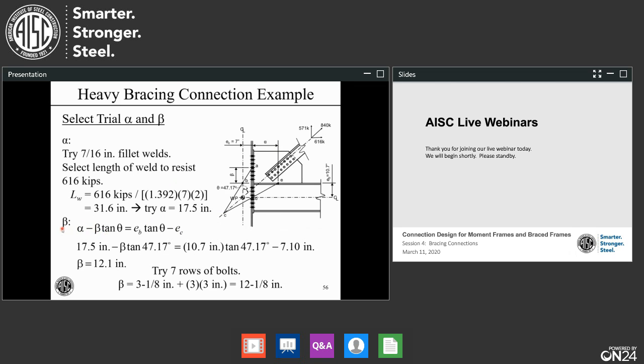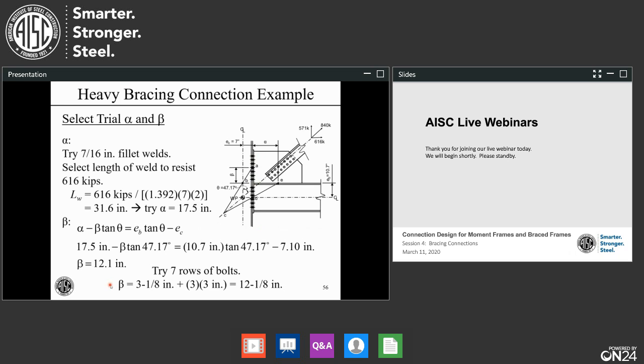But beta, I can't just pick something. I've got to set that based on this equation. I know everything else in this equation but beta. Back out beta, 12.1 inches. So I'm going to set this at 12 1/8. And that's 7 rows of bolts, like you see there. The first row is 3 1/8 off the top of the beam.